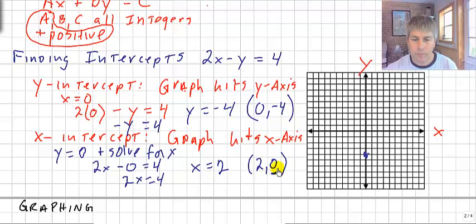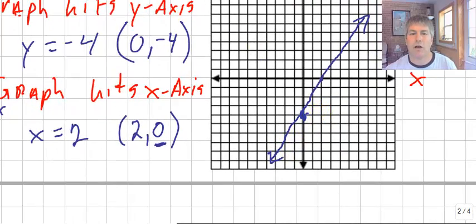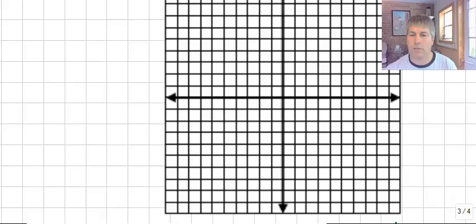Y is always going to be 0. It's still an ordered pair. That's a location on the Cartesian plane. So (2, 0). So I can graph that particular point. And I know that 2 points make a line. I'll do my best to draw a line. And that is the graph of 2x minus y equals 4, found by simply finding the y-intercept and the x-intercept.